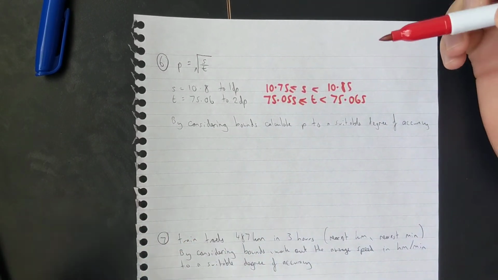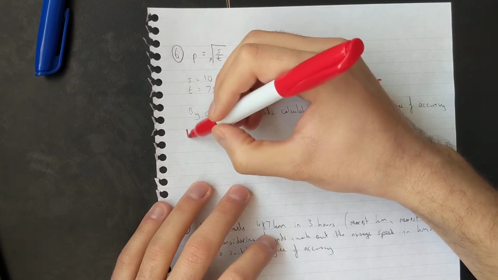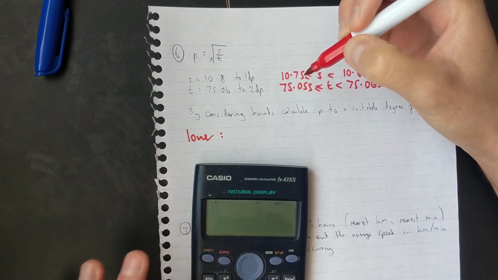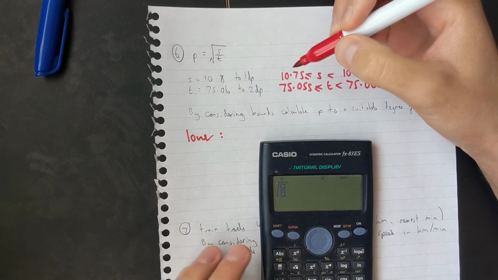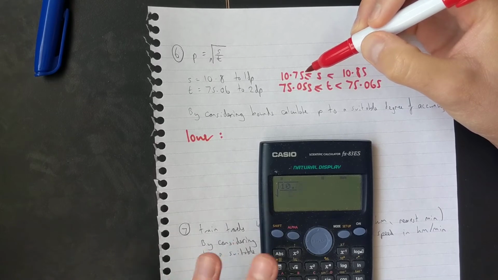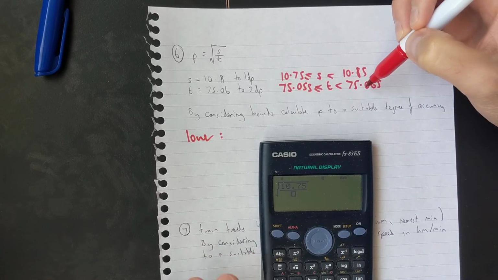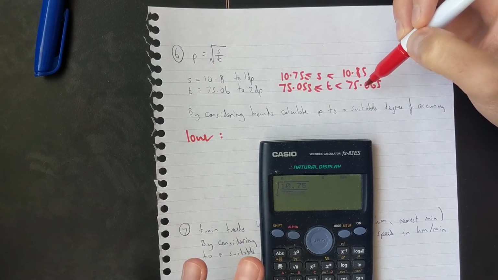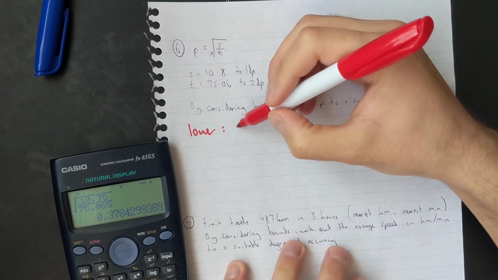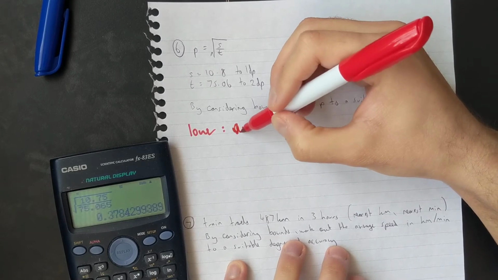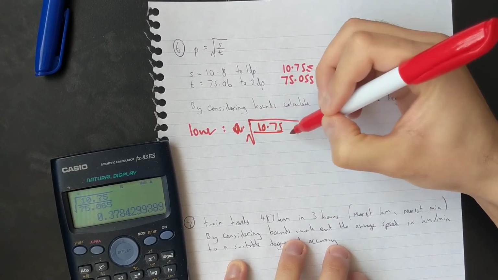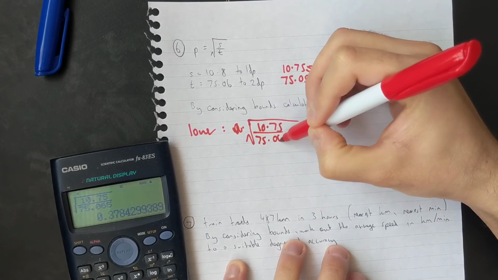I'm going to press the square root button first. So my lower bound for this is all square rooted. So the smallest value this can be is the smallest value of s divided by the biggest value of t. And that is 0. I should probably write down the calculation. 10.75 divided by 75.065.